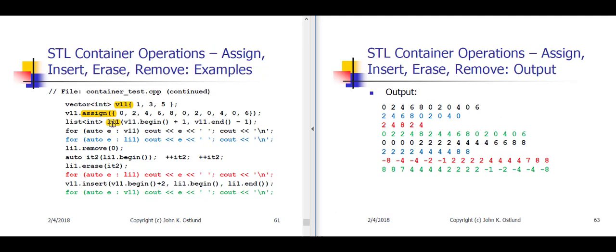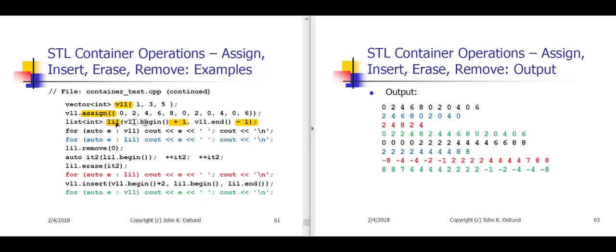Into the list of int li1, as initial values, I'm providing a subrange from v11. Since a vector of int has random access iterators, I can use addition and subtraction of ints with my iterators. v11.begin plus 1 is going to be an iterator 1 past the initial element of v11, so that's going to be an iterator for the 2. And v11.end minus 1 is going to be an iterator for the 6, that is, for the last element in v11.